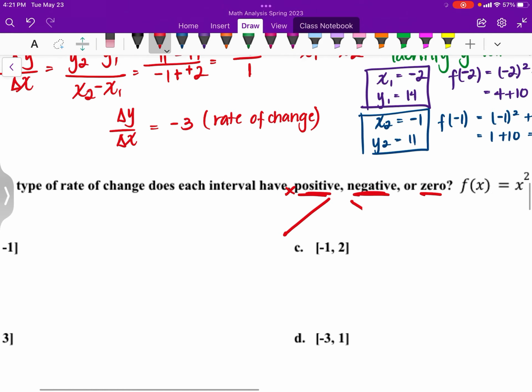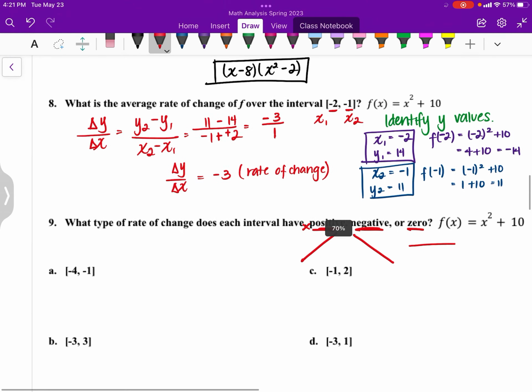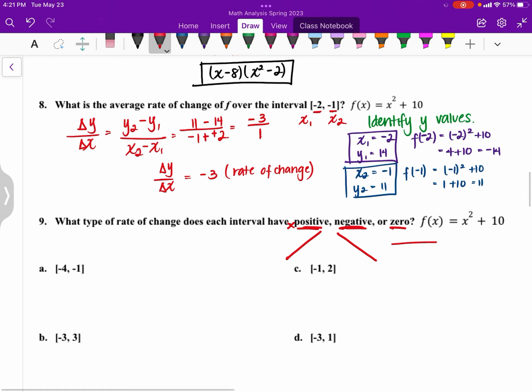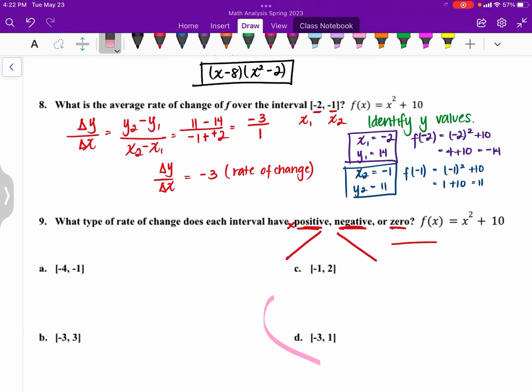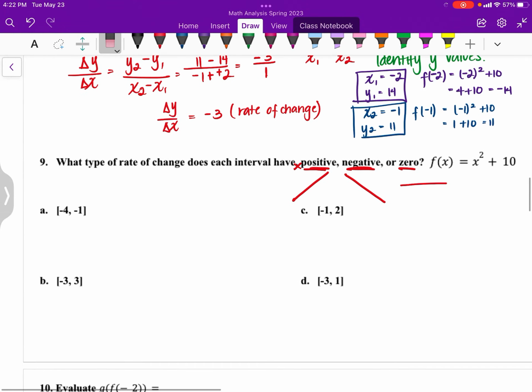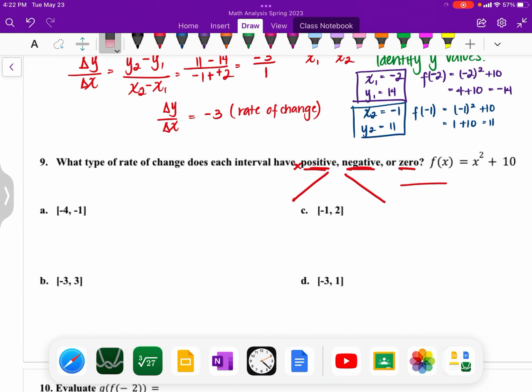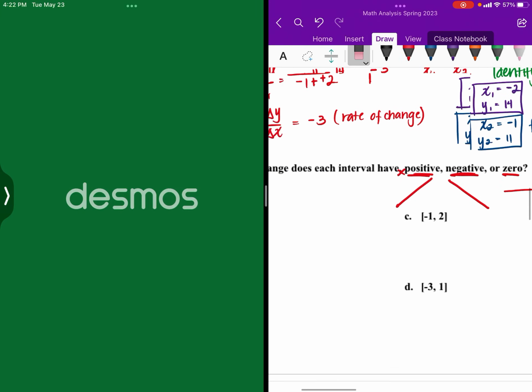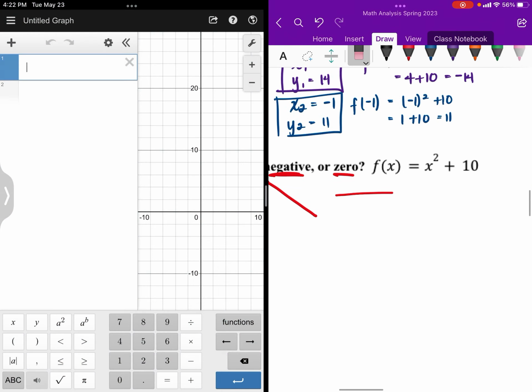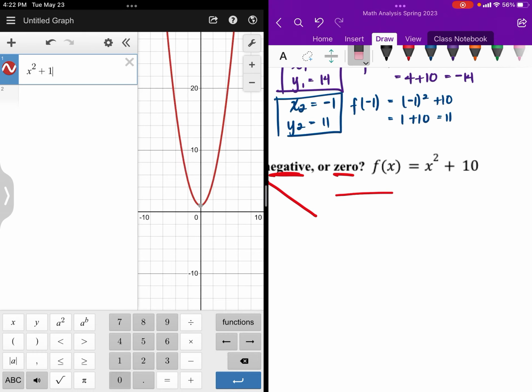So easiest way for us to do this is to actually graph it. If not, we could actually do the work, which means show all of this work here for each of these, right? There's 4 of them. Or we could graph it. And in this case, I'm going to go on the route of graphing this. So I'm actually going to take out the Desmos calculator here. Now I'm going to go ahead and graph our equation. We're going to type in x squared plus 10, right?